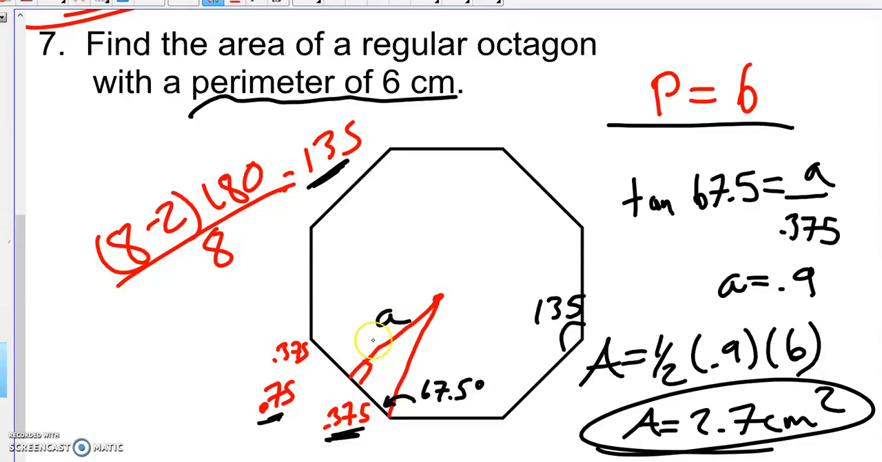I had this right triangle. I needed to find my apothem. So I did my trig problem over here, found my apothem. Then I knew my perimeter, I knew my apothem, and I was ready to plug it into my formula. And that concludes 11.5.